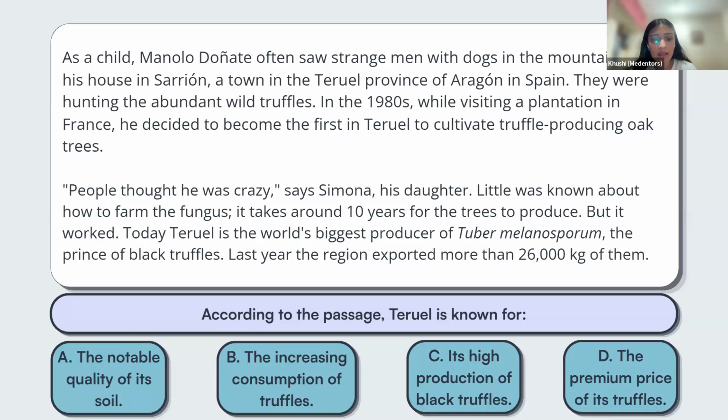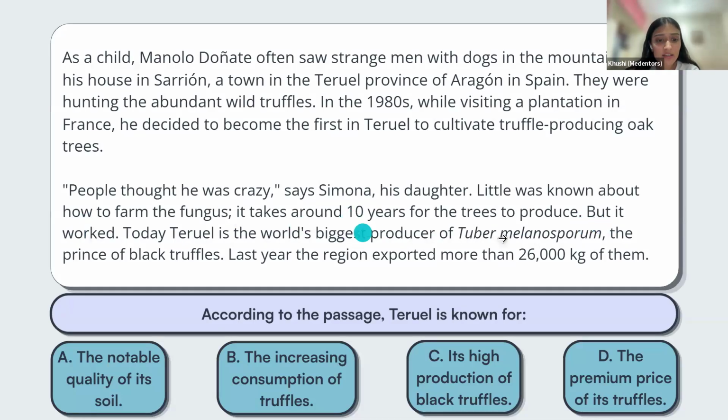Okay, so what I'm going to do is start by reading the question first. According to the passage, this place is known for, and then I have four different options. I've roughly scanned them. The first says soil, then we have truffles, then black truffles, then the price of the truffles. Okay, so I've roughly got that in my head. Then I'm just going to skim, and go through it all.